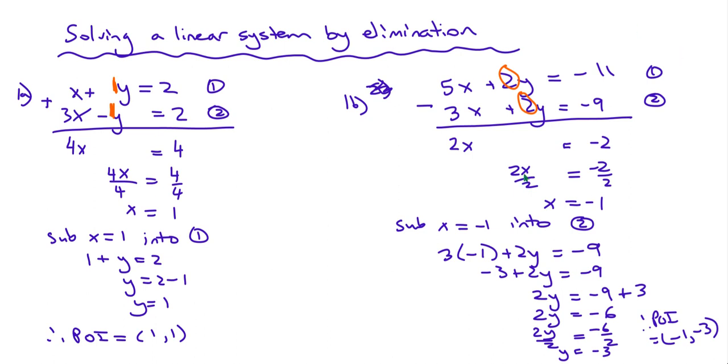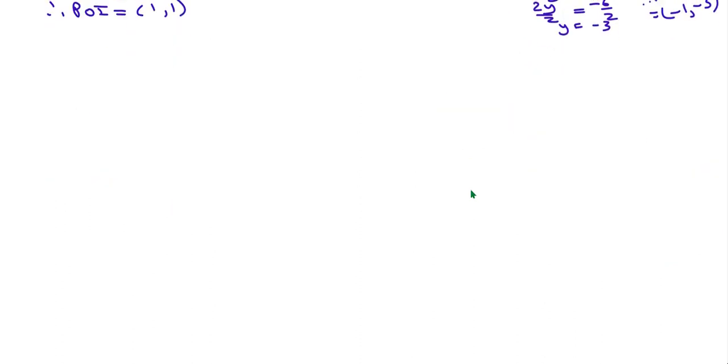Okay, so my next example is going to be what if the coefficients are not the same? So I'm going to do example 3 and 4. In example 3, I'm going to have 3x plus 5y equals 12. That's equation 1. And then we have 2x minus y equals negative 5. That's equation 2.